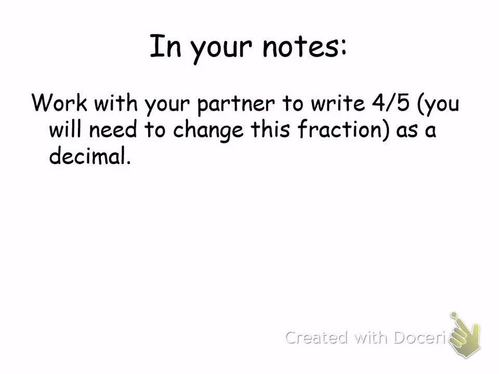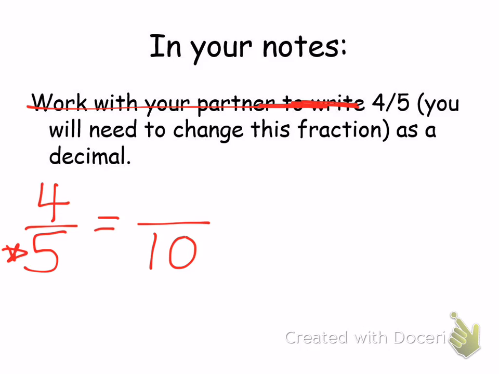It says to work with your partner, but we're going to do this on your own in your journals. It says 4/5 as a decimal, so write 4/5 as a decimal. Well, my first problem with 4/5 is I realized I haven't learned anything about a 5 in a denominator to turn into a decimal. Today, I have told you we're going to focus on turning our denominators into either tenths or hundredths. So now we have a problem that we learned back in topic 12.